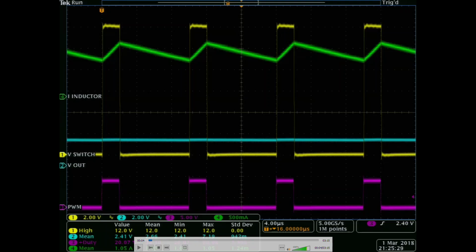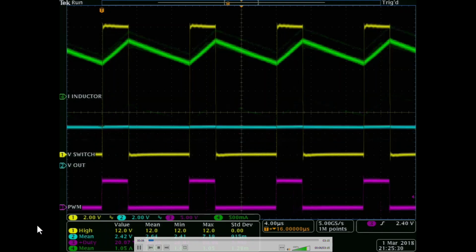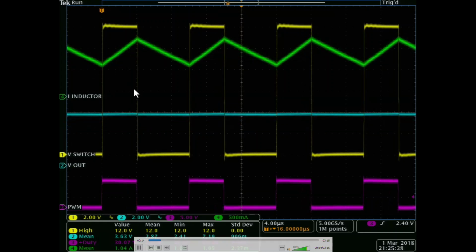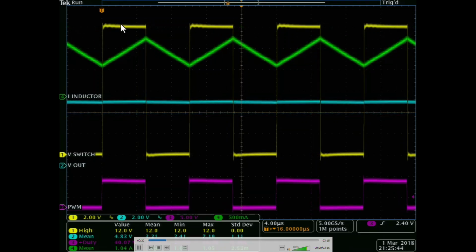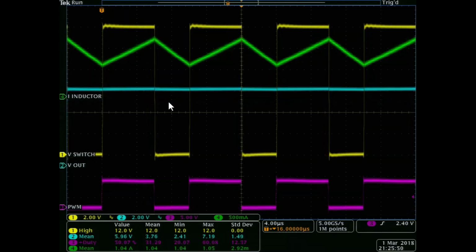So let's see what happens as the duty cycle is varied. First thing we notice is that as the duty cycle increases, so does the output voltage. And that's the prediction. The output is duty cycle times the input. The input's constant around 12 volts. So as we increase the duty cycle, the output voltage is going up.